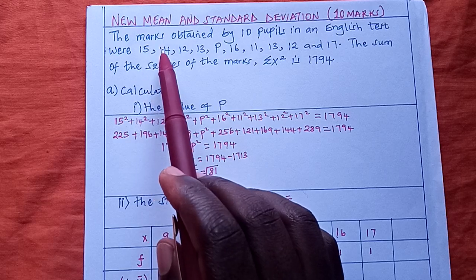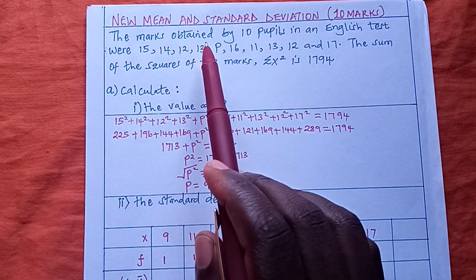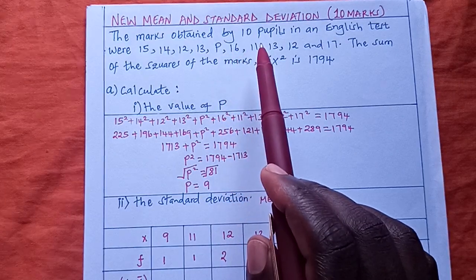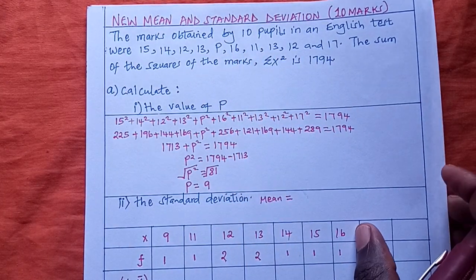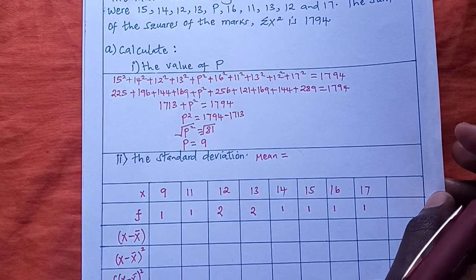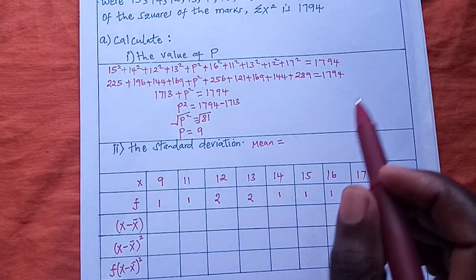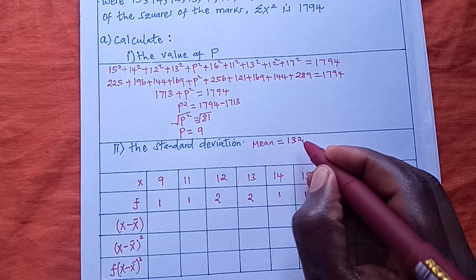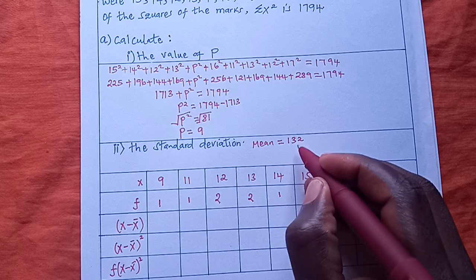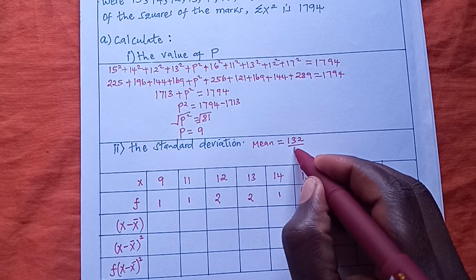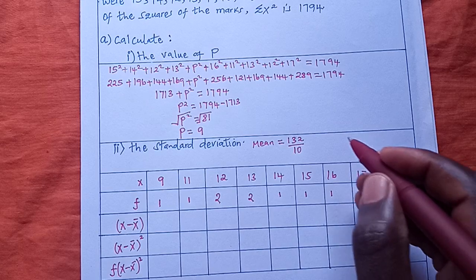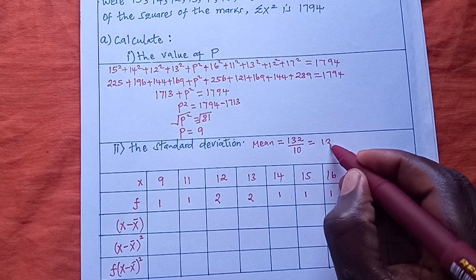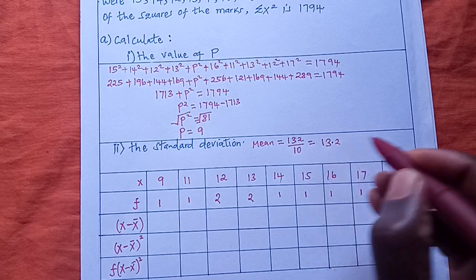15 plus 14 plus 12 plus 13 plus 9. In this case now our p is 9 plus 16 plus 11. If you place that in the calculator, it is going to give us 132. Then the number of pupils, we were told that it is 10. We had 10 pupils. So if you divide, it is going to give us 13.2.